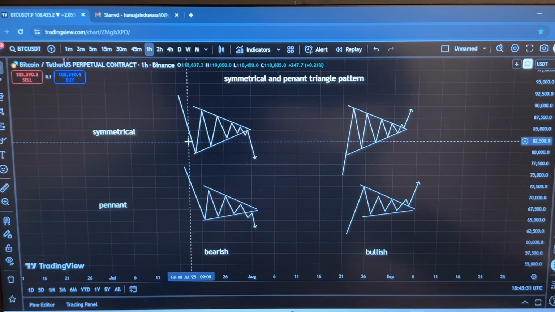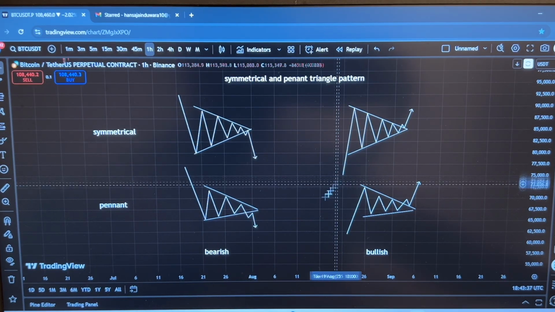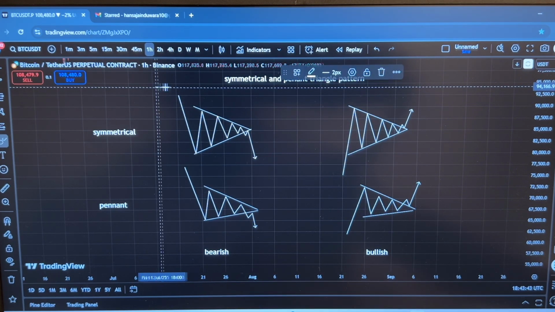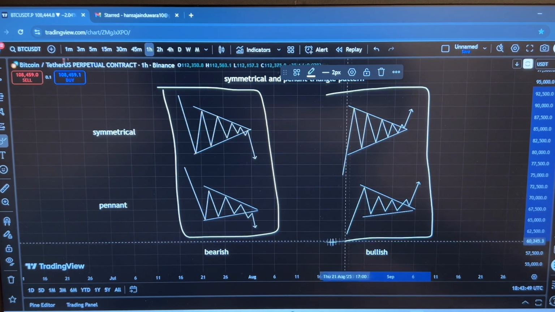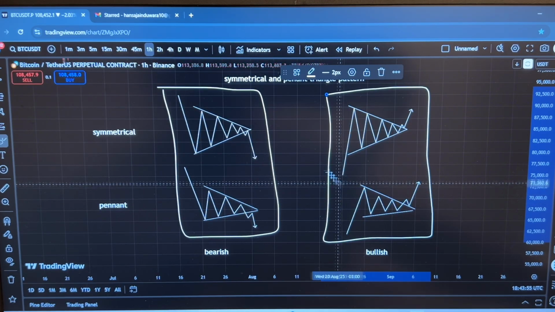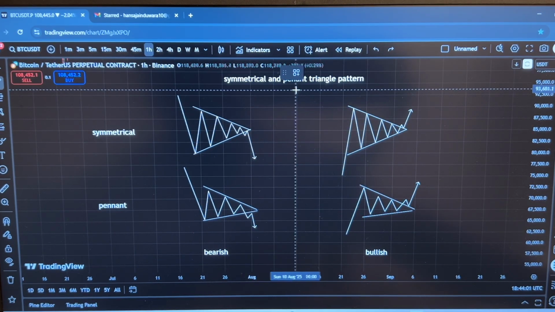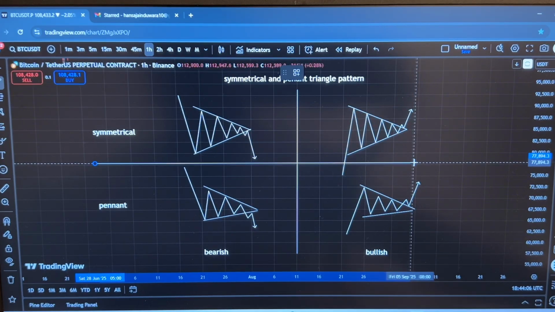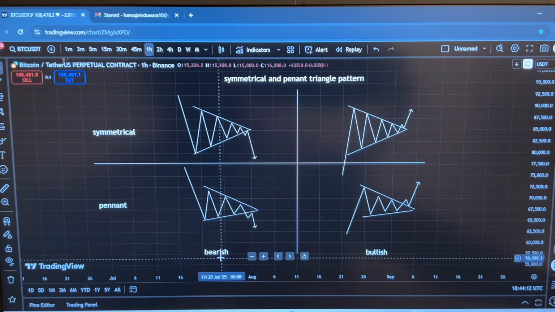I've drawn the chart patterns, the trend lines, and the market as well, so that you guys can understand. This is the bearish side of the symmetrical and the pennant chart patterns, and this is the bullish side of the symmetrical and the pennant chart patterns. There's nothing for you to be confused about. It's extremely simple. I'm just going to divide it so you have a better understanding. There you go. This side is bullish, and this side is bearish.